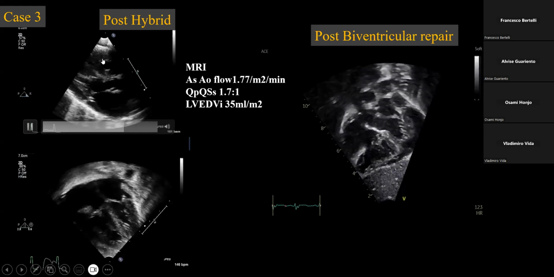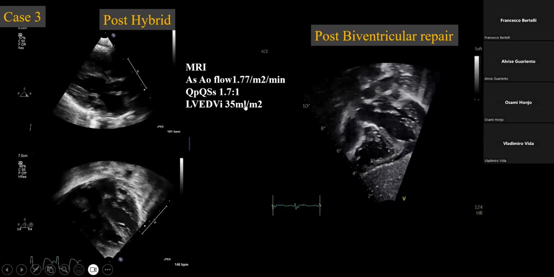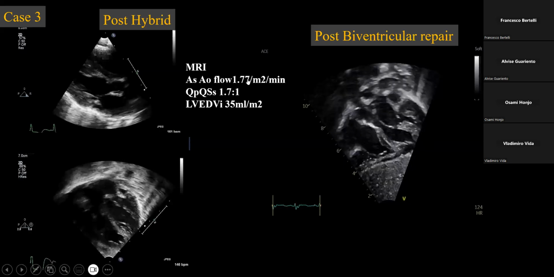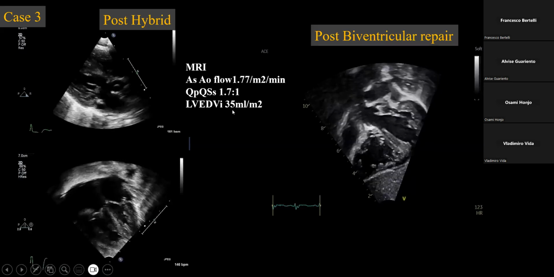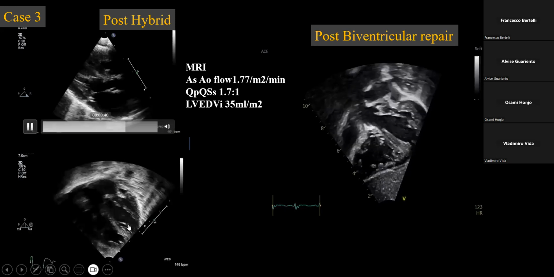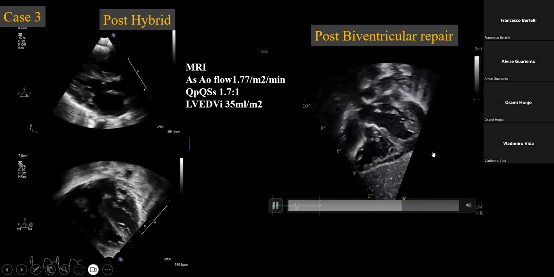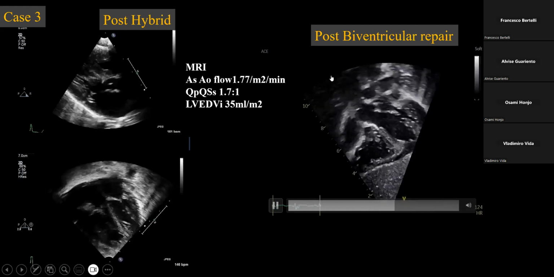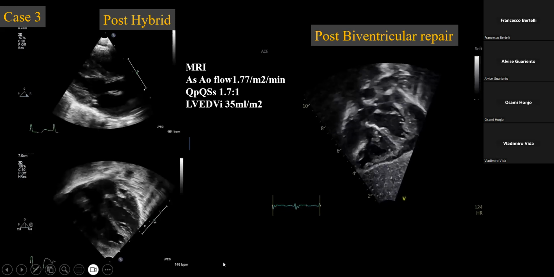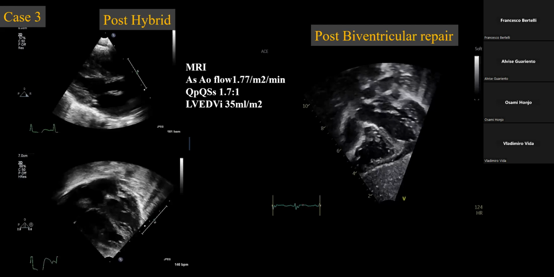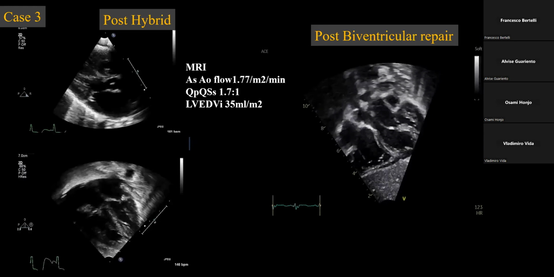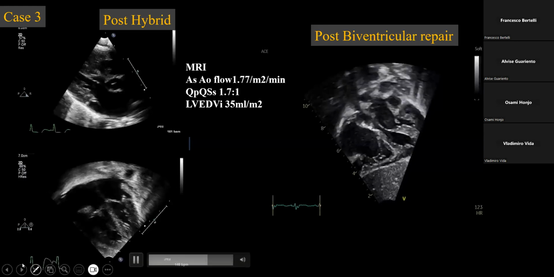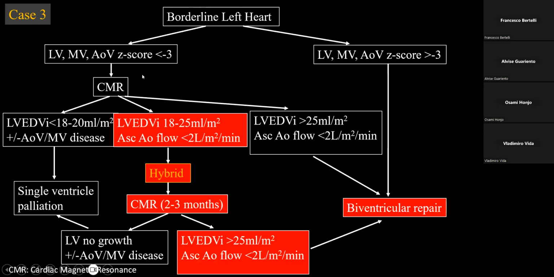After hybrid stage 1, a couple months later, the ascending aortic flow did not change that much, but the left ventricle certainly grew to 35 from 21 index. Therefore, we decided to do the biventricular repair. After biventricular repair, the left ventricle nicely expanded. We still have to watch the left ventricle because sometimes it has pathologic dilatation as opposed to healthy growth, and sometimes a late dysfunction. So that's something to watch for. This patient followed this pathway and had a successful biventricular repair.